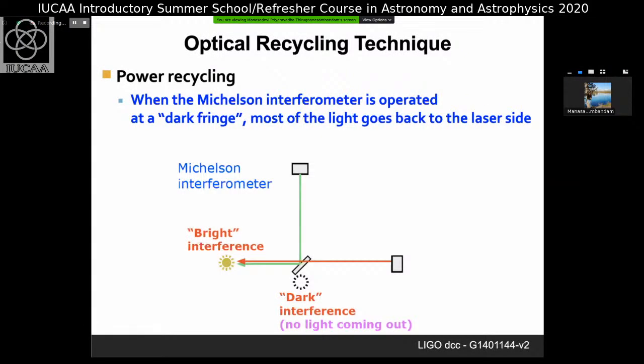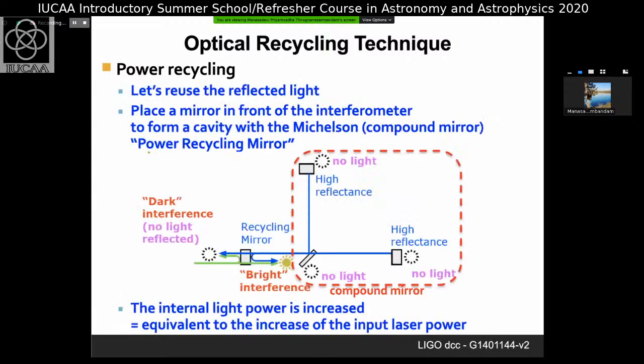What you see in the power recycling cavity is basically a technique that mimics increasing the laser power levels. In a simple Michelson, when you have interference, we always try to configure the interferometer so that there is no light coming out of it. So the photodetector sees the dark fringe. But where does most of the light go in your interferometer? It all goes back towards the laser itself.